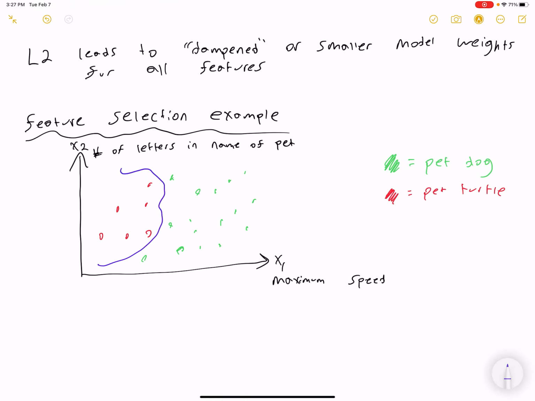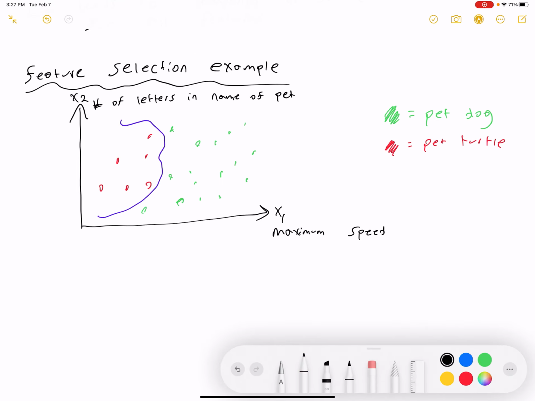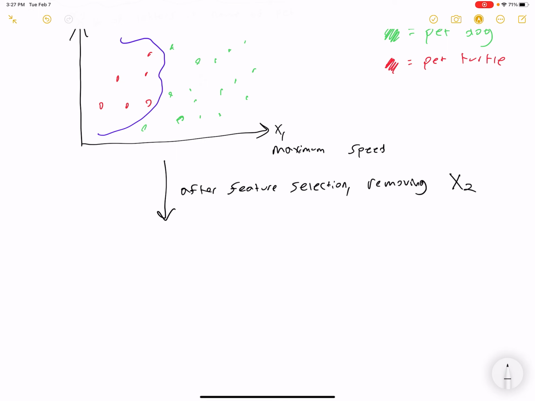So, yeah, not so good, but after feature selection, removing x2, because number of letters in the name of the pet doesn't matter, we're left with a one-dimensional input space, so just x1.